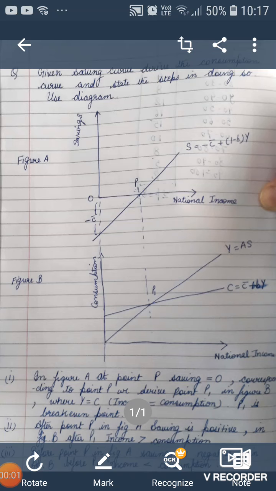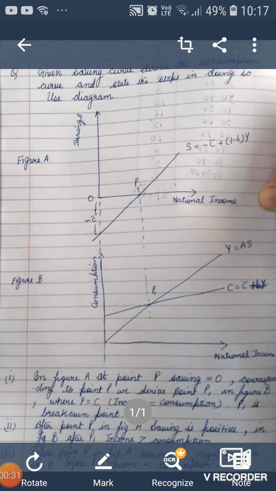Students, as we were doing chapter 7, aggregate demand and related concepts, we have completed the equations of the consumption and the saving functions. Let's discuss some important questions that will come in your exams and which are also related to the next topic, derivation of saving curve from the consumption curve.